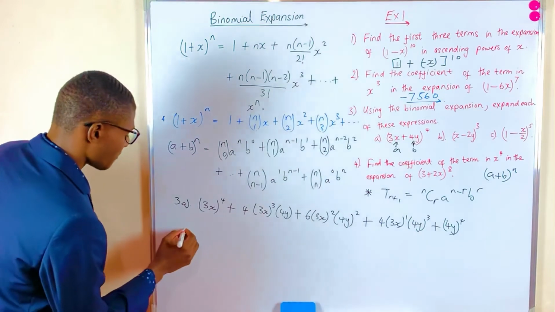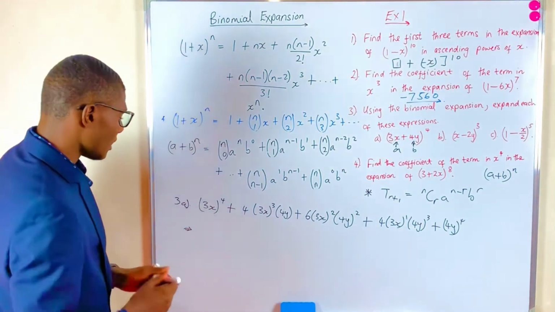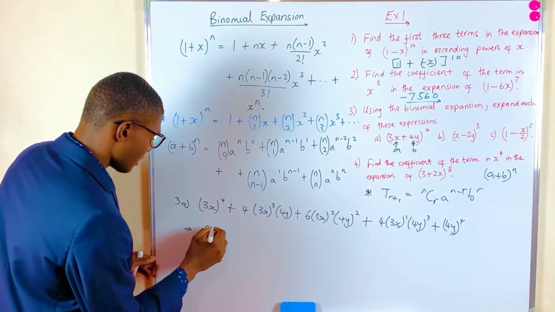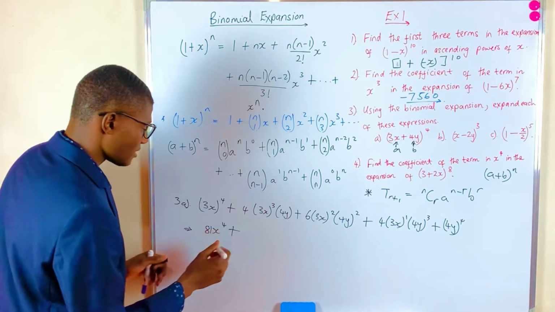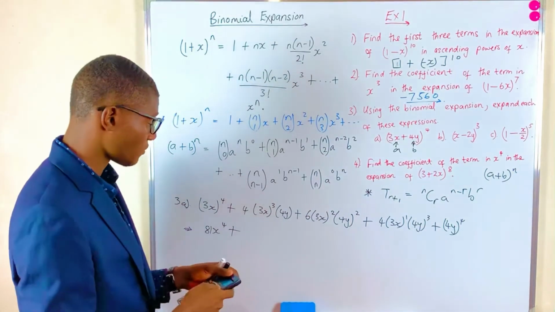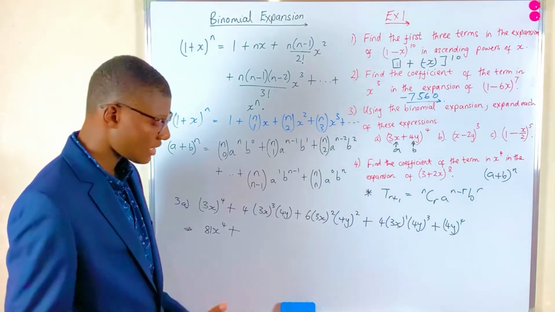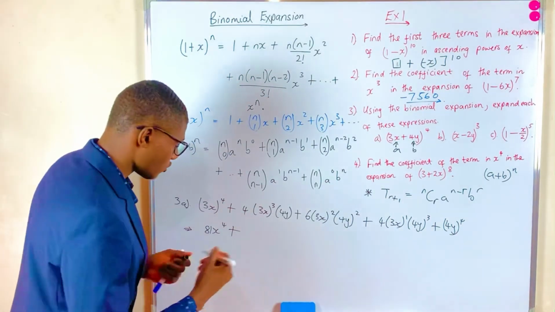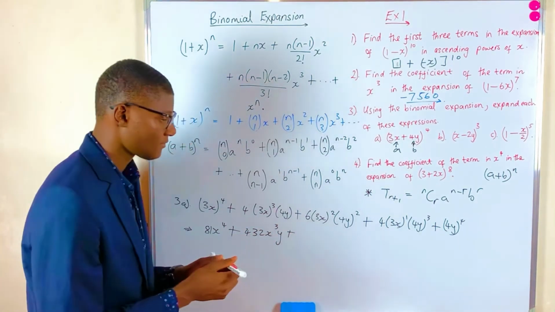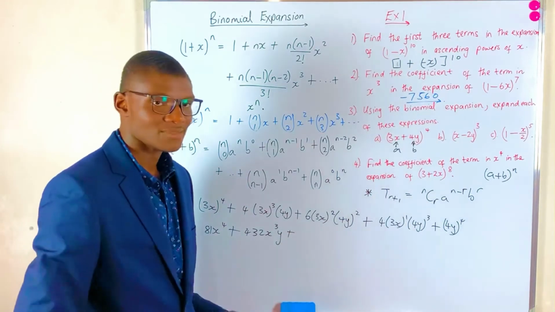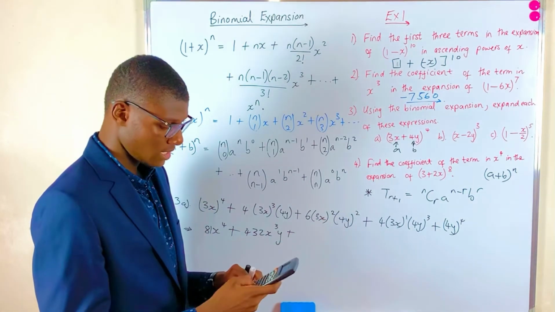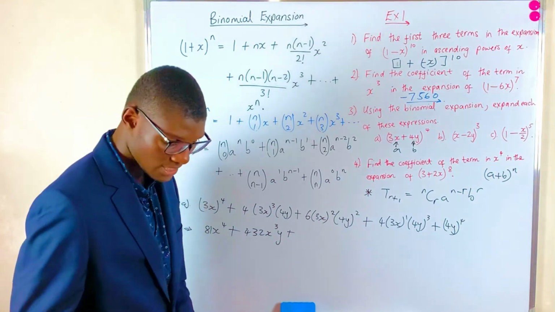Right, so now let's see if we can break this down. 3x to the power of 4, we get 81x to the power of 4, and then plus 3x to the power of 3, we get 27x to the power of 3, and 27 times 16, we get our 432, so we get 432x to the power of 3y, plus 9 times 16 times 6. 9 times 16 times 6, we get 864.